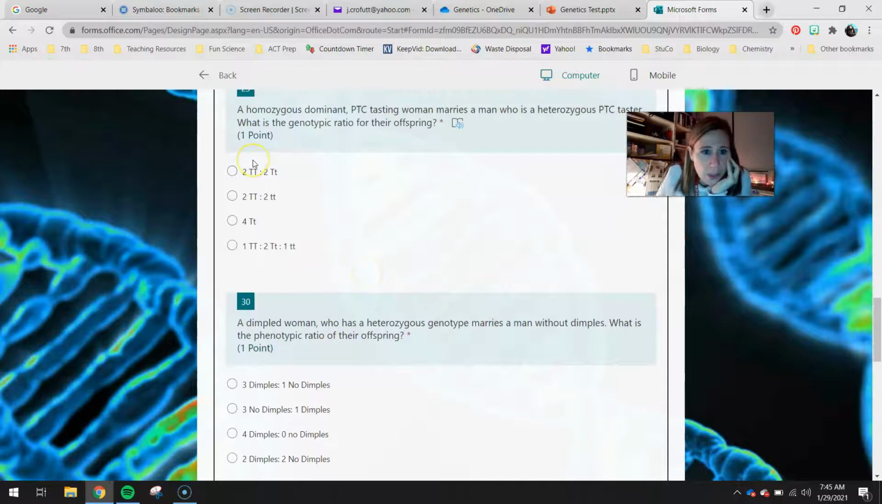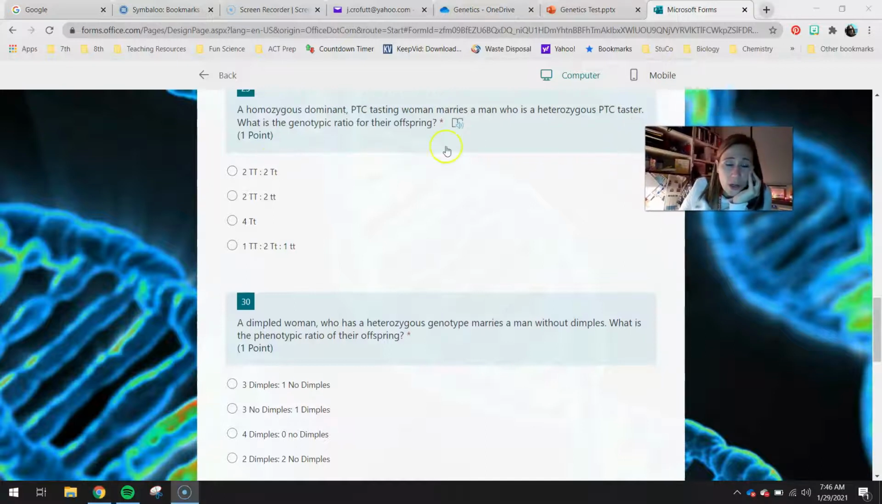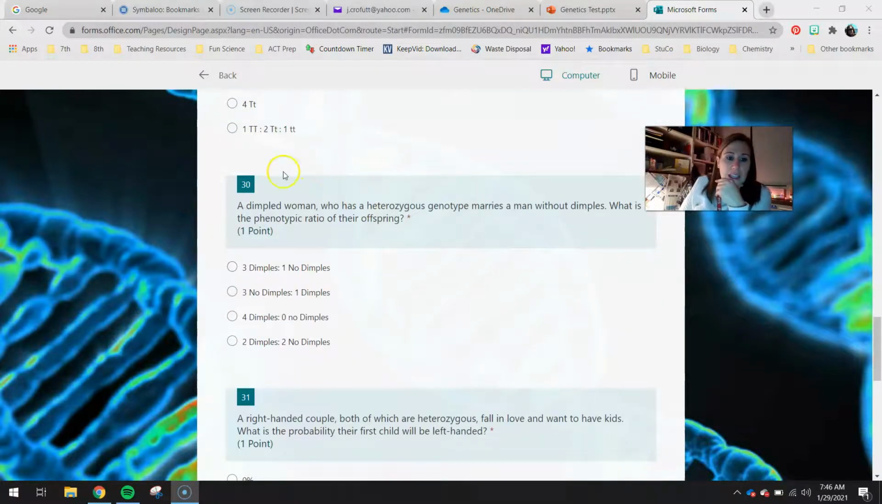Okay, new question. A homozygous dominant PTC tasting woman marries a man who is heterozygous, and he's a PTC taster. What is the genotypic ratio? I gave you 4 different ratios. Choose which one applies to your problem. Okay, same with this one. If you're looking at dimples, you're doing phenotypic ratio.